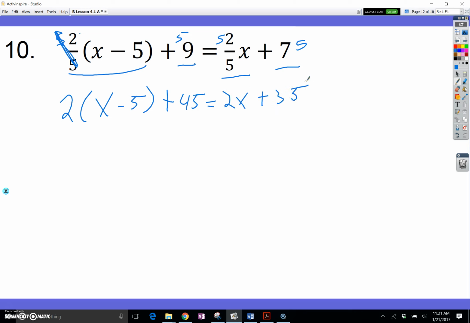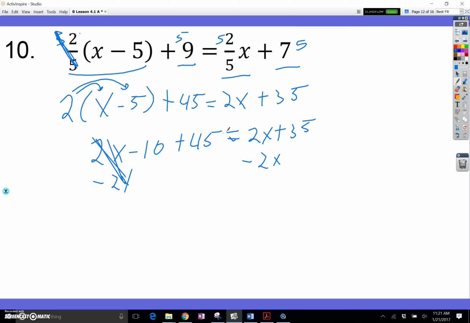Then you can start by distributing this 2 inside the parentheses to get 2x minus 10 plus 45 is equal to 2x plus 35. Alright, so I'm going to try to get the x's on one side. So I'm going to minus 2x on both sides. So these are going to cancel. And then I'm going to have negative 10 plus 45, which is 35, and then I still have this 35 here. That's going to equal 35.